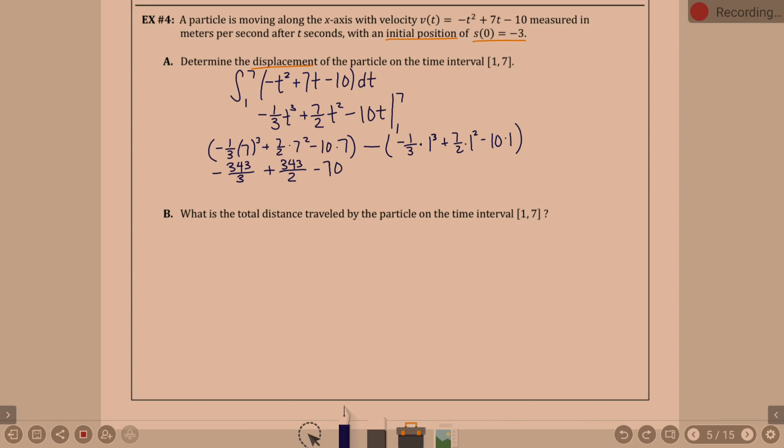Okay. And second piece, remember it's minus everything over here. So negative 1/3 times 1 cubed is going to be, yeah, it's negative 1/3, but minus a negative, so plus a third. 7 halves times 1 squared, minus 7 halves, because we are subtracting everything. Minus 10 times 1, minus negative 10, so it's going to become plus 10.